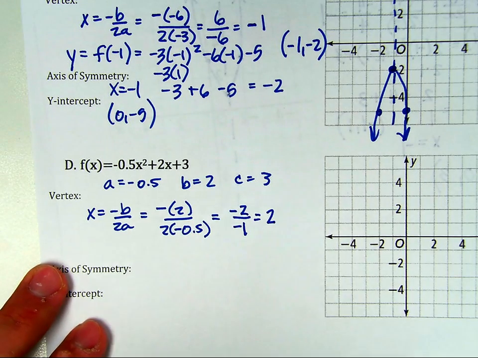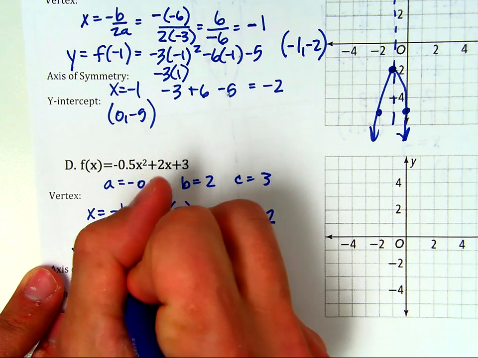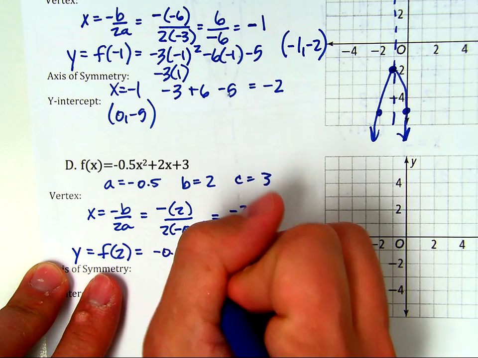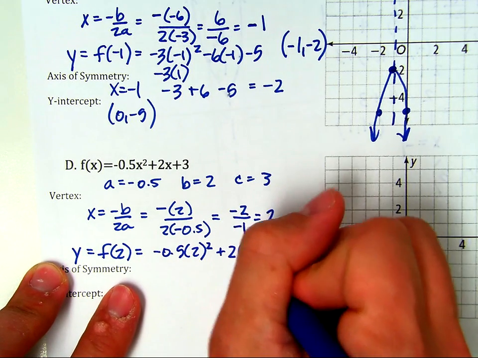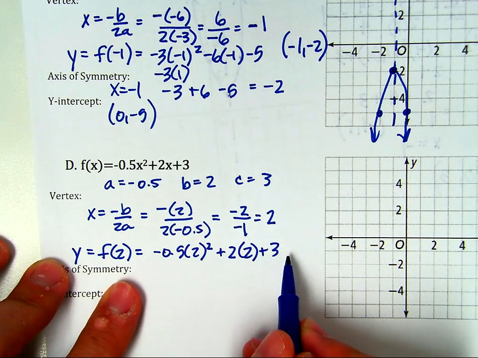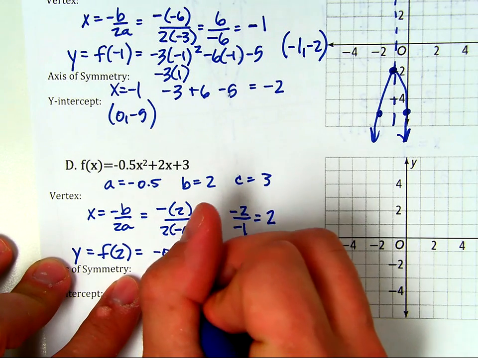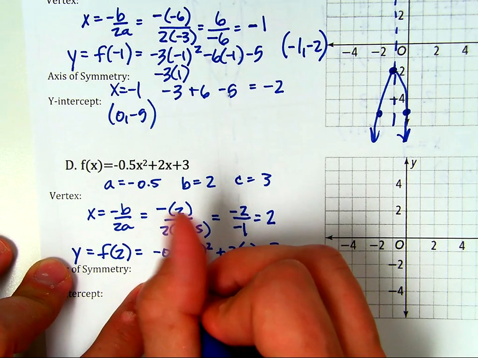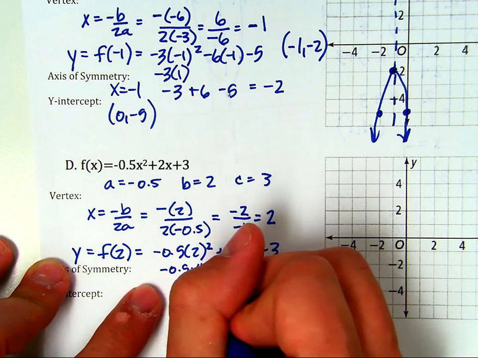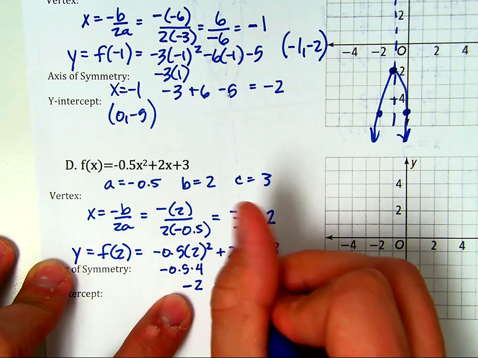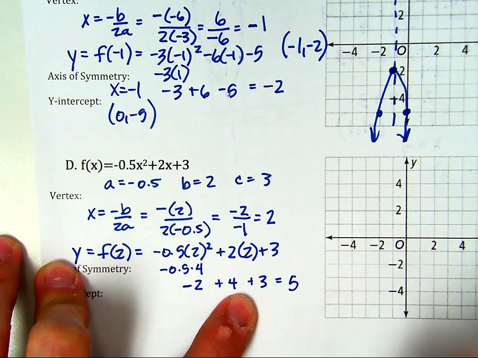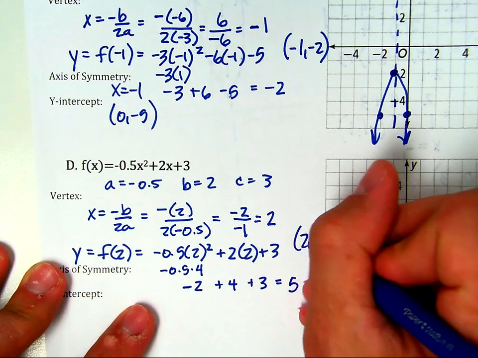To find the y, we find f of 2, which simply means we're plugging 2 in for x. So we have 2 x values, we plug 2 in for both of them. Now, once again, you can put this into the calculator, or we can do our exponents first. -0.5 times 4. This is just a half of 4, but it's a negative half of 4, so that's -2. Plus 4 plus 3. That's going to give us 2 plus 3, which is 5. So my vertex is 2, 5.